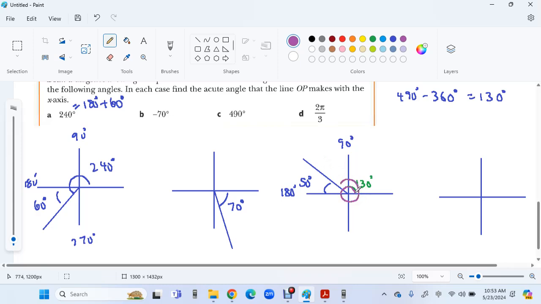But to draw this 490 degree, what we need to do is we start from the positive x-axis, and then we go until this part. So one circle, then come here. This is the 490 degree.